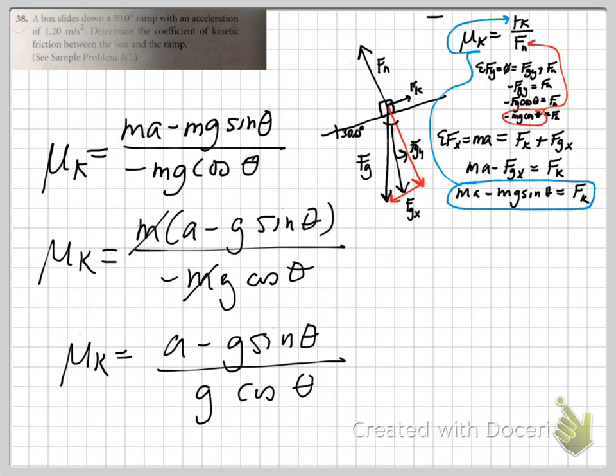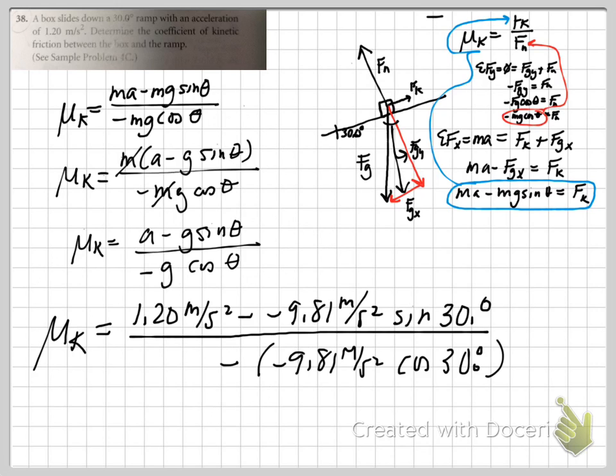So we're now ready to plug in numbers. Mu k equals 1.20 meters per second squared minus negative 9.81 meters per second squared times sine of 30 over the negative of negative 9.81 meters per second squared times cosine of 30. Okay, so who here is getting 0.647 something? Who here's getting something else? Anybody getting 0.436?